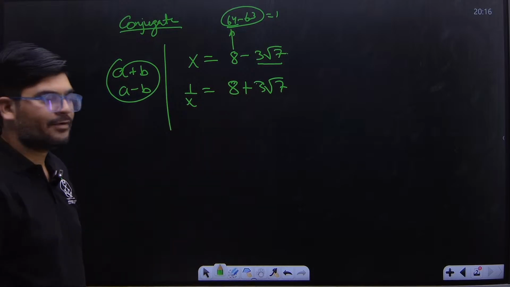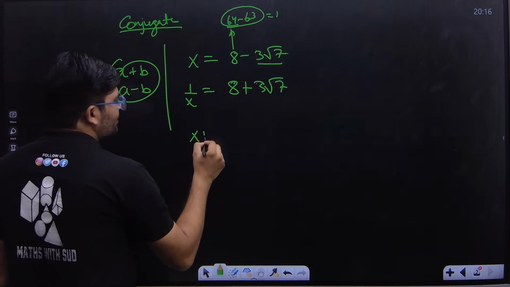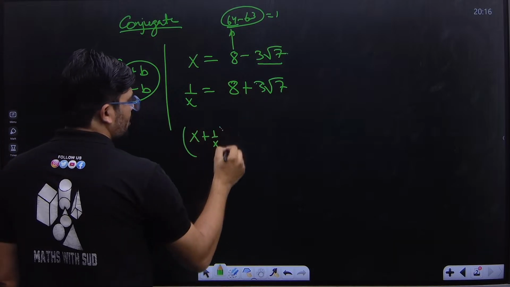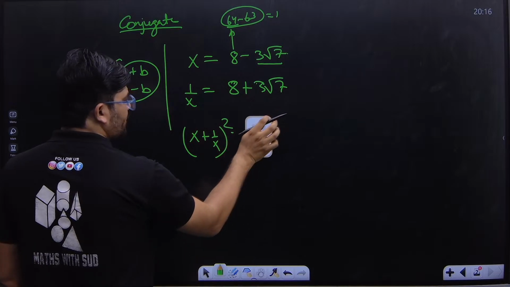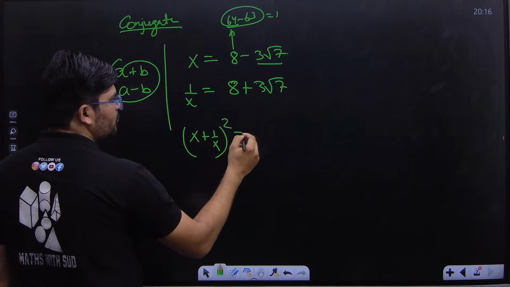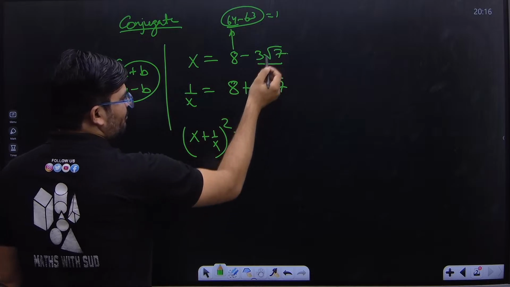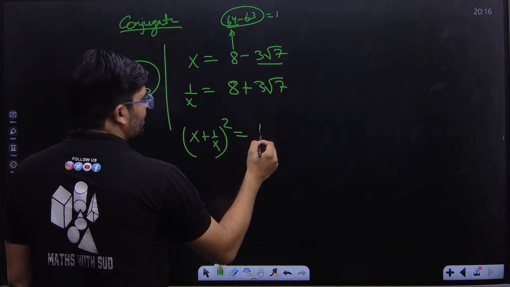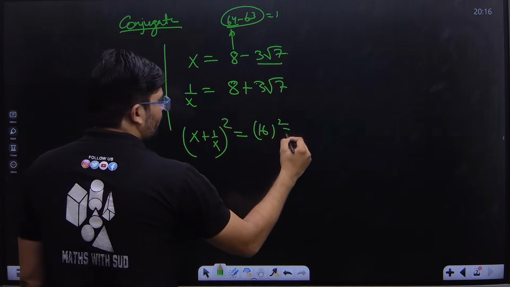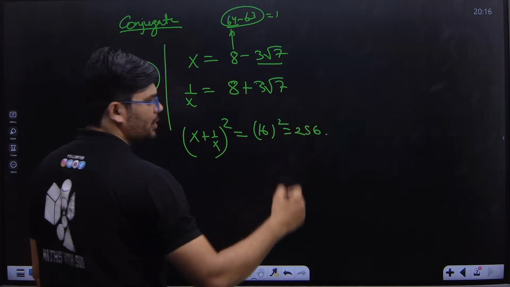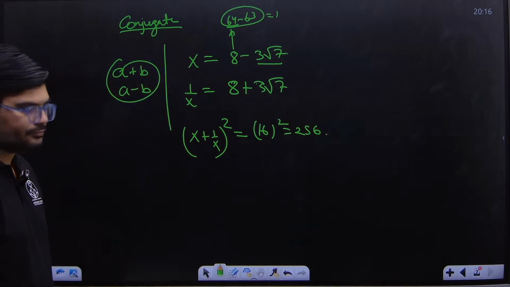So 1 by x is 8 plus 3 root 7. And if somebody asks you what is (x plus 1 upon x) whole square, when you add them, the conjugate part, the negative part, will be cancelled. So it will be 8 plus 8, that is 16 square, which is equal to 256. Are you getting it?